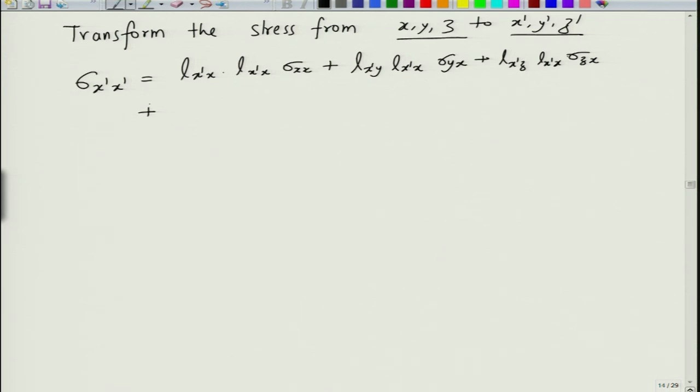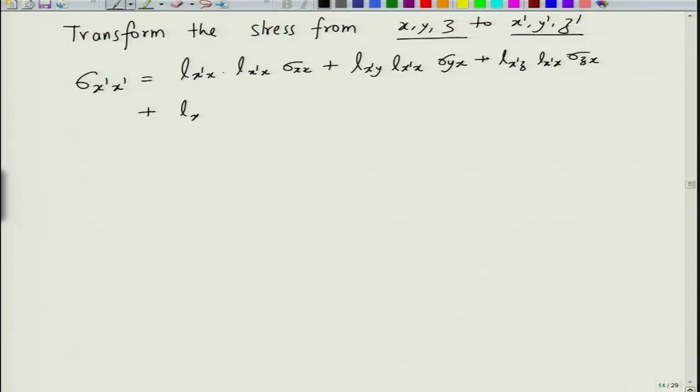Now let us look at the other term. So now we will vary n. In the first case, n was equal to x, now n will become equal to y. So the first term remains x prime x, and this x will now become y. And here sigma will become sigma xy. This will become sigma L x prime y. So now you can see it's varying vertically. Third term will be L x prime z, L x prime y into sigma zy.